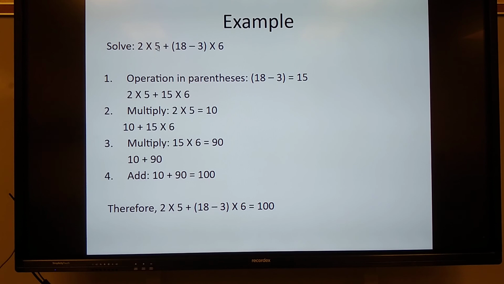Solve 2 times 5 plus the difference of 18 minus 3 times 6. So, first thing we do is we look for brackets. There are no brackets. So now we look for parentheses. We do have parentheses. 18 minus 3 is in parentheses. That means I must do that first. So 18 minus 3 is 15. Notice how the problem is rewritten, but instead of 18 minus 3, you have 15 there. So now the problem is 2 times 5 plus 15 times 6, instead of the 18 minus 3 in parentheses.